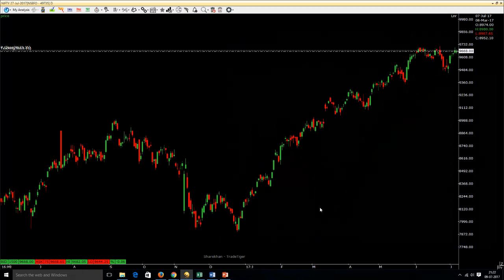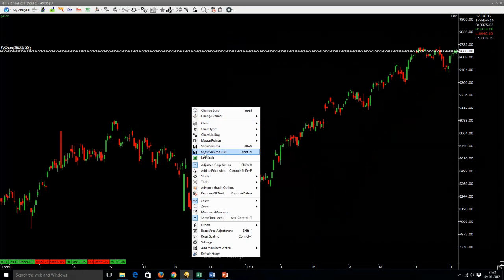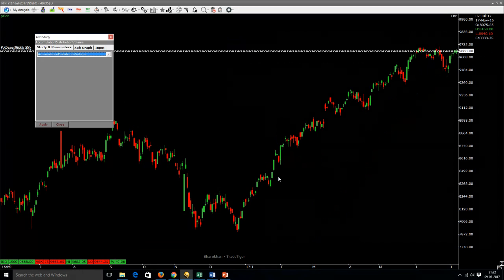Here again we are on the daily chart of the Nifty now. The daily chart which actually gives the high, low, close of that particular day. So here we're going to apply the RSI. To apply the RSI, we just right click, go on to the study, click on add study, and here on the drop down menu, you select relative strength index, which is this one.